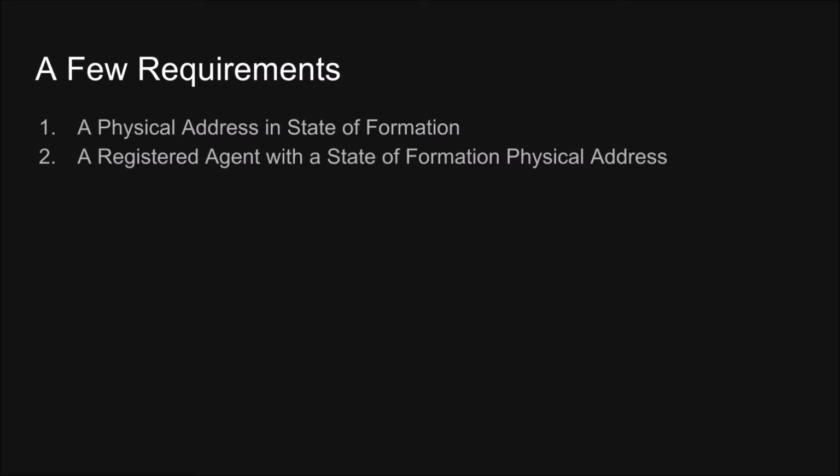Number two here is a registered agent with the state of formation, a physical address for them. So you need someone to handle the paperwork, or someone who can get the paperwork delivered to, and that person needs to have a physical address in the state of Wyoming or whatever state as well. Now this registered agent could be a family member, it could be a friend, from my understanding, but they need to have a physical address. Okay, so that's number two, and you'll understand why I'm telling you these requirements in just a few minutes.